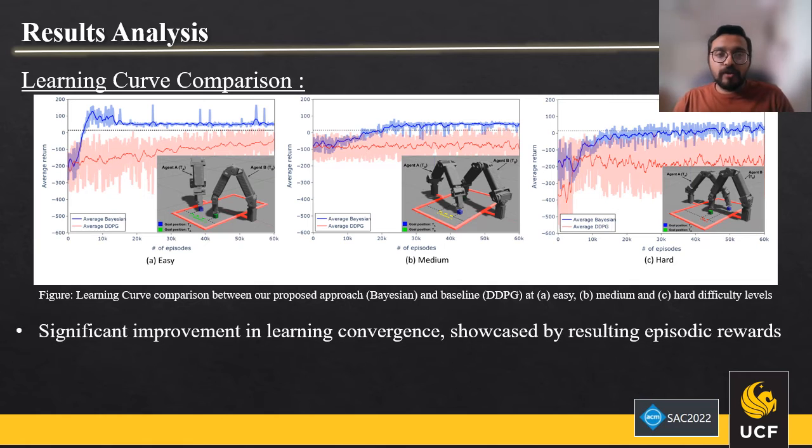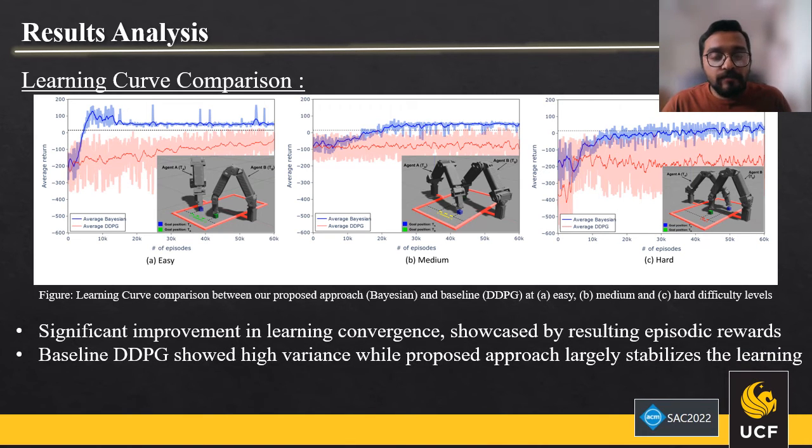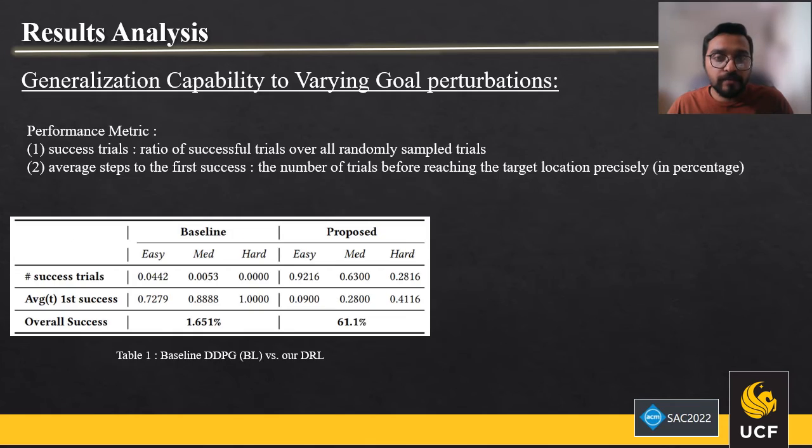If we see the learning curve, our method has a significant improvement in learning convergence, where the DDPG or the baseline actually fails to get a good convergence result. Secondly, DDPG shows a very high variance and cannot stabilize the learning, but our proposed method has largely stabilized the learning, and in most cases it has performed better than the oracle that we set.